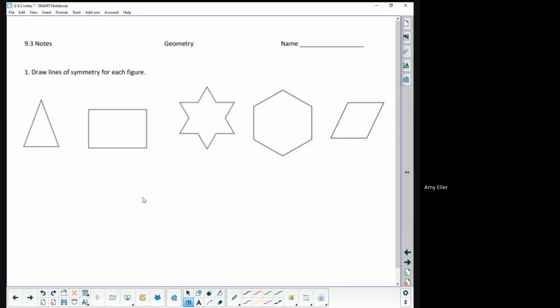Okay, so for our lines of reflection, we've already done this one. A line of reflection: if you can fold it over that line, it matches on top of itself. That is a line of reflection. How many did you get for the first one? 1 is correct. This is the only line of reflection. If I fold it over that line, the triangle maps onto itself.